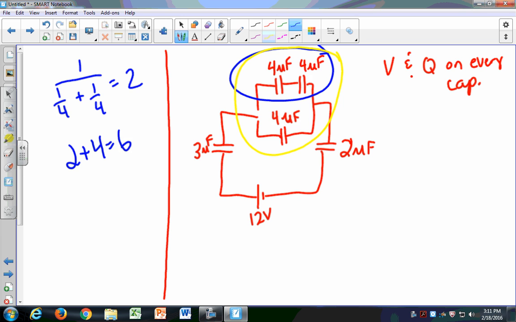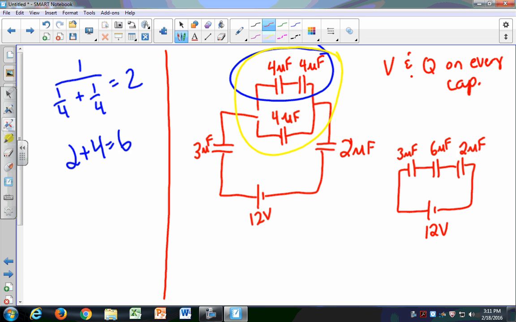And now I'm going to redraw this circuit. It does really help, especially when you're first starting, to redraw the circuits. It helps you to see sort of how the capacitors are all laid out. I have a 3 microfarad, a 6 microfarad, and a 2 microfarad, and I have 12 volts. Why don't you go ahead and find the equivalent capacitance of that 3, 6, and 2, which are also common numbers that I like to use because they work out easily.